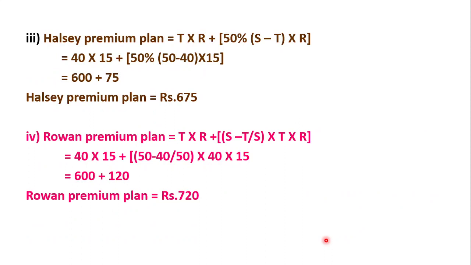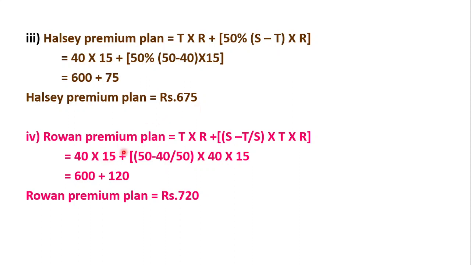Then Halsey premium plan. The formula for Halsey premium plan is T into R plus 50% of S minus T into R. Time taken is 40, rate per hour is 15, and the standard time is 50. So, the wages under Halsey premium plan is rupees 675.